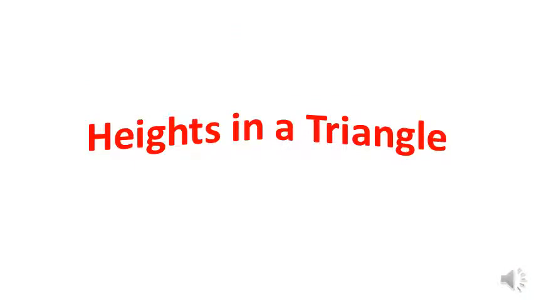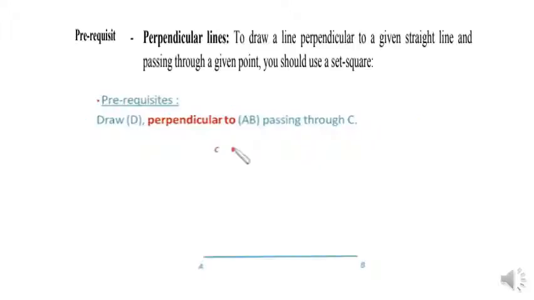Now let's talk about heights in a triangle. Before talking about the heights, we are going to review what is meant by perpendicular lines. Perpendicular lines are lines that make a right angle, 90 degrees. We draw perpendicular lines using a set square.